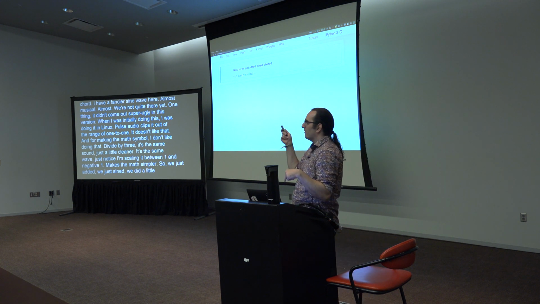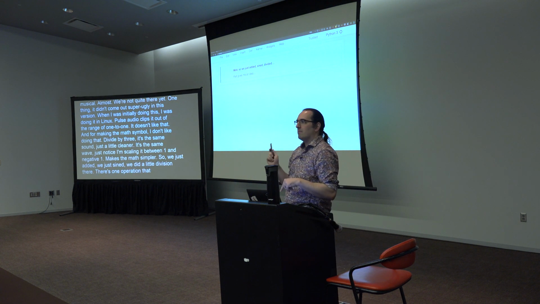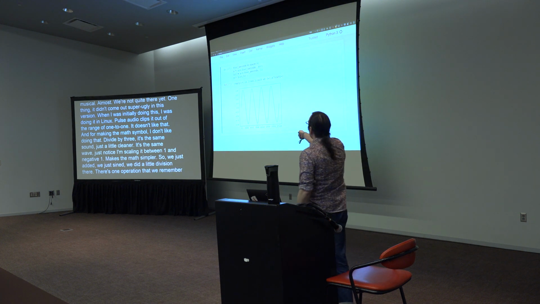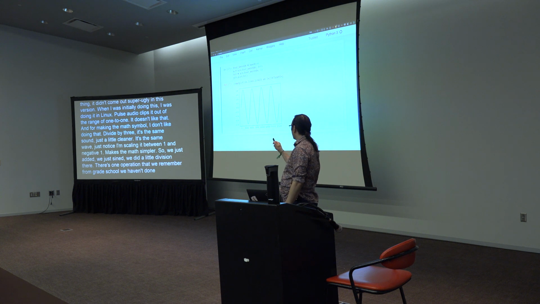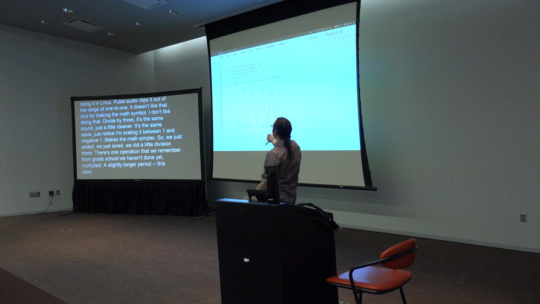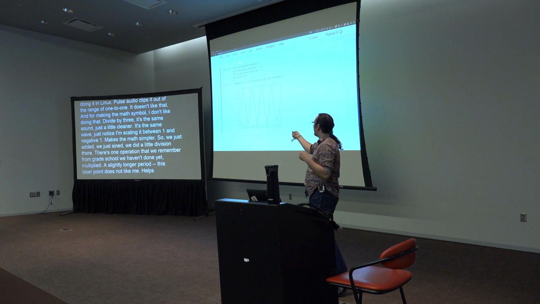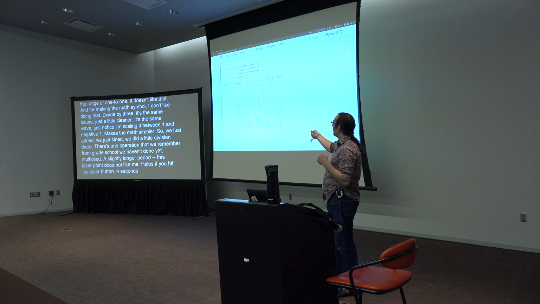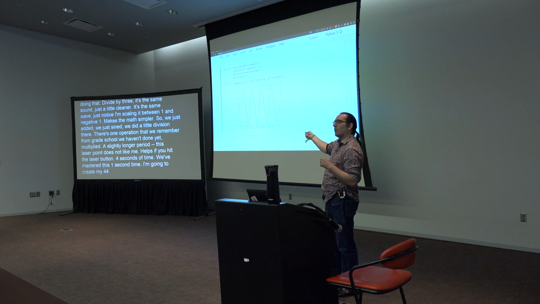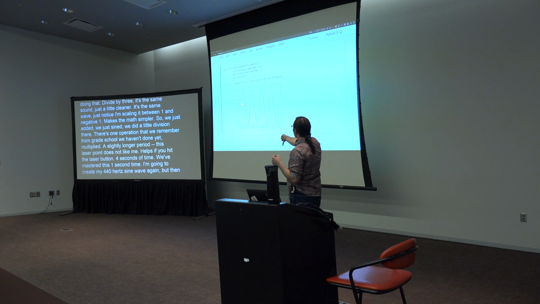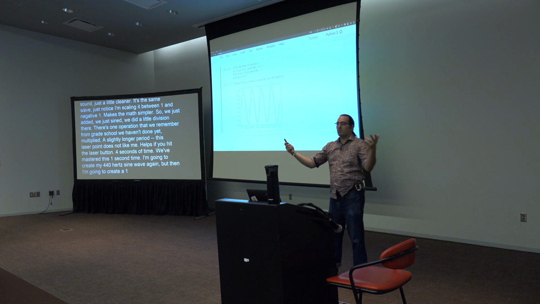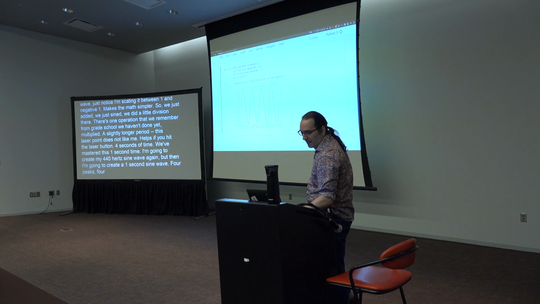There's one operation that we remember from grade school that we haven't done yet: we haven't multiplied. And that gives me another idea. I'm going to make a slightly longer period of time. Oh, it helps if you hit the laser button. I'm going to make 4 seconds of time, and we're going to bend the 1 second rule. We've mastered this 1 second thing. I'm going to create my 440 hertz sine wave again, but then I'm going to create a 1 hertz sine wave, 1 time per second. And so you can see, here's the whole 1 time per second sine wave, right? 4 peaks, 4 valleys. We do that 4 times per second.